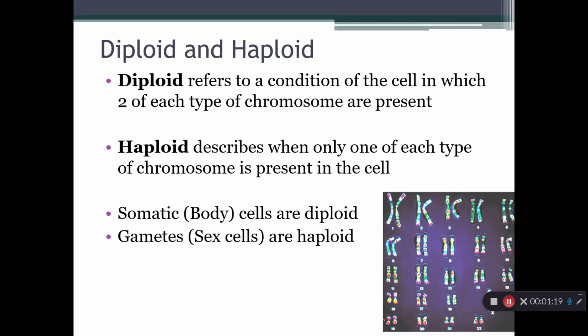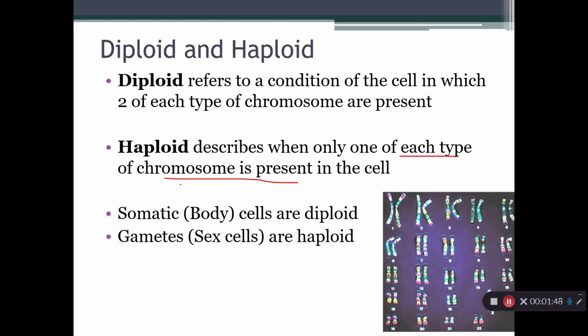So let's jump in. Right off the bat, diploid refers to a cell with two of each chromosome, where haploid is half of each chromosome. Another word is somatic or body cells, gametes or sex cells. So make sure you know the difference. A diploid cell is a somatic cell, and a haploid cell is a gametic cell or a gamete.